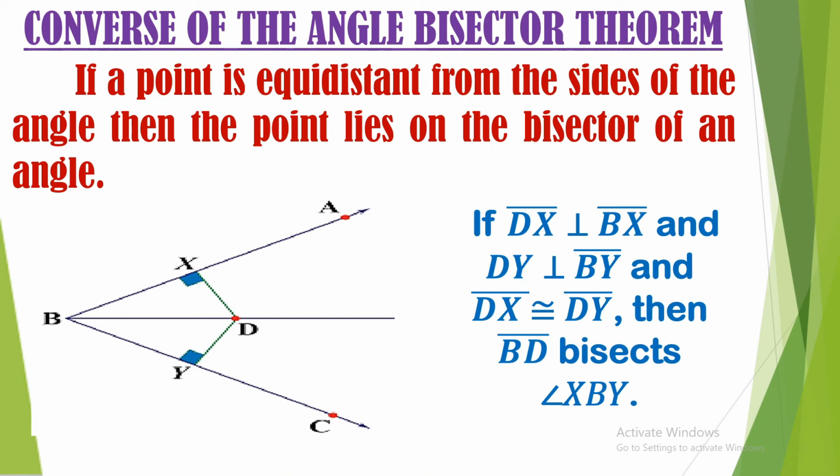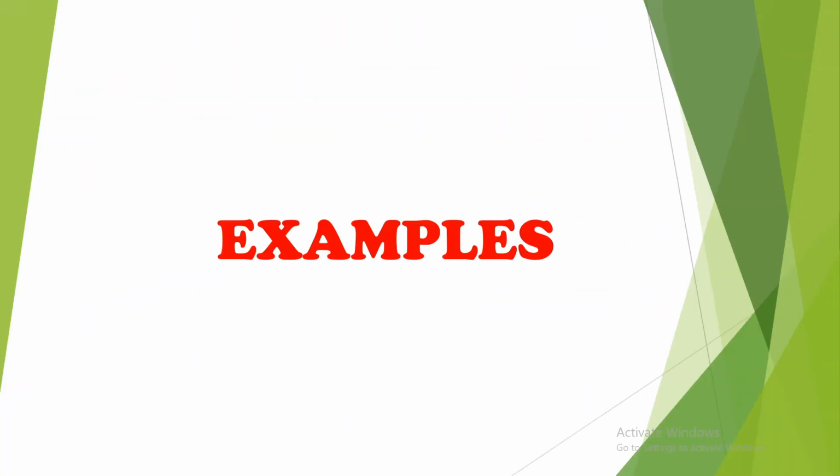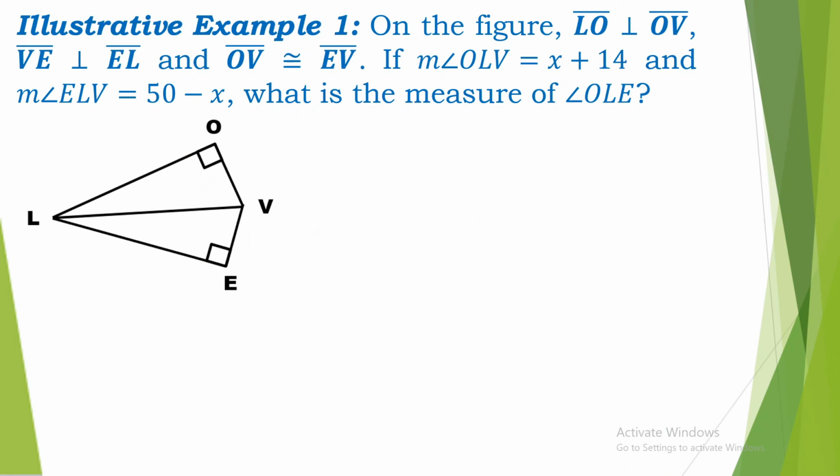So, that's all about the angle bisector theorem and its converse. Now let us apply what we have learned about bisectors. Let's have our first example.